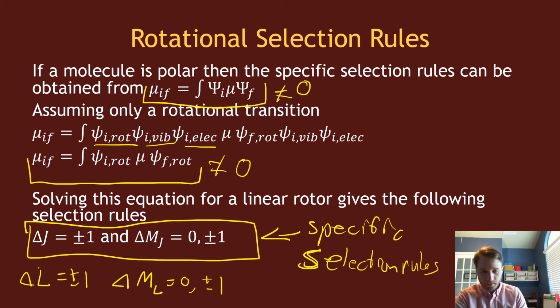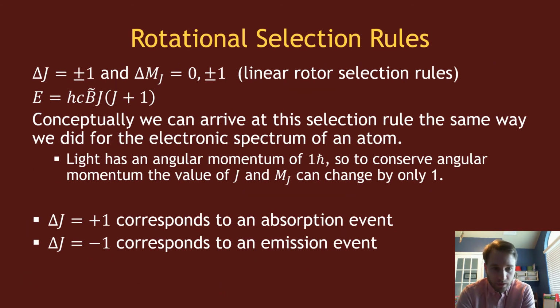Okay, so those are the specific selection rules. The gross selection rule is just that the molecule has to have a dipole moment. For these selection rules, you can see where they come from, again like we did for atomic spectra, where light has an angular momentum of 1 h bar. So to conserve angular momentum, your total angular momentum has to change at most by that. This J value has to change by plus or minus 1.